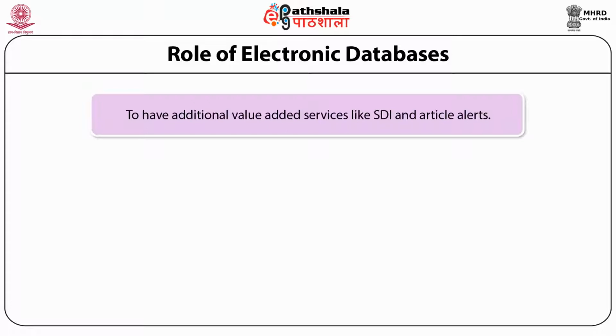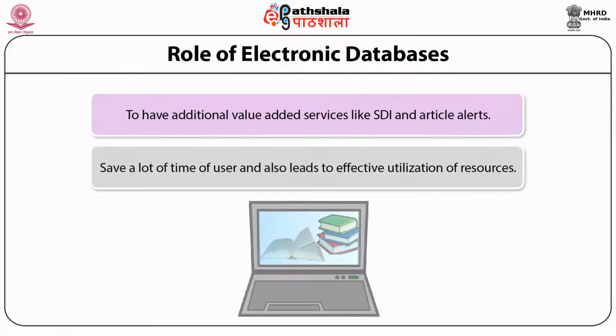Through these electronic databases, libraries can provide value added services like article alert services. As and when a particular article is published of an interest of a scholar, an email alert is received by the scholar about its publication. This service alerts the research scholar about the literature available and allows him to access this particular literature instantly. Save a lot of time of user and also leads to effective utilization of resources.